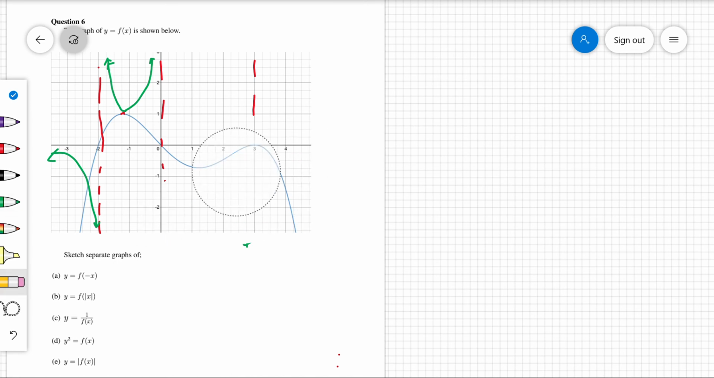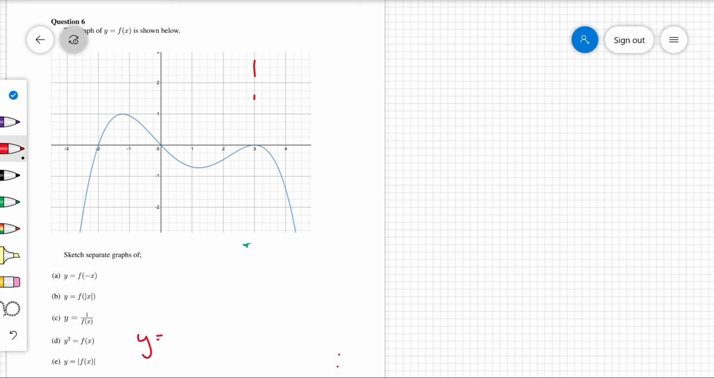Okay, so if I get rid of that one, the next one, this one here for D, is y equals plus or minus the square root of f of x. Actually, I will quickly do the absolute value one first because that's nice and easy. If I do the absolute value, any of the negative bits become positive bits. So let's see how well I do that. Very badly.